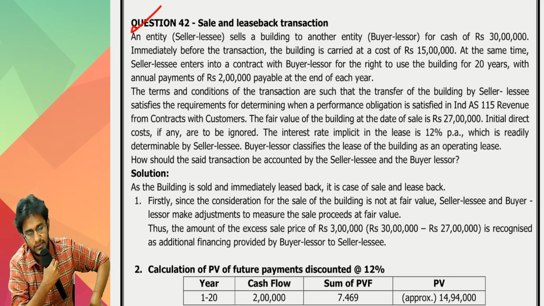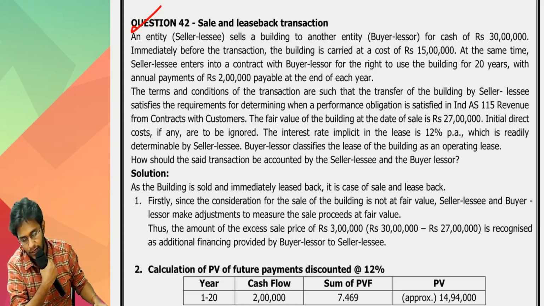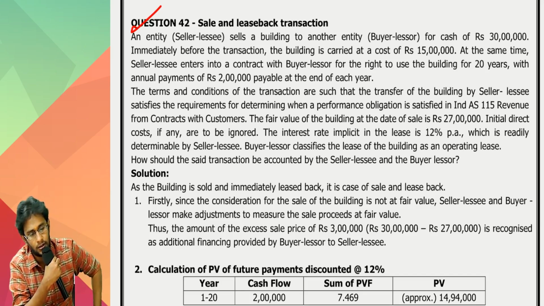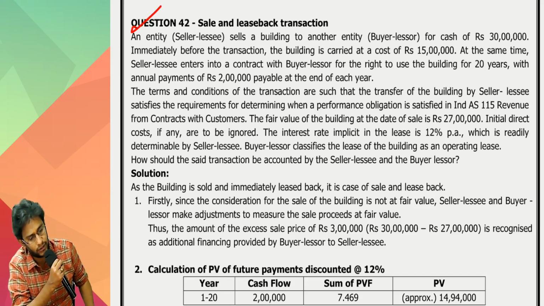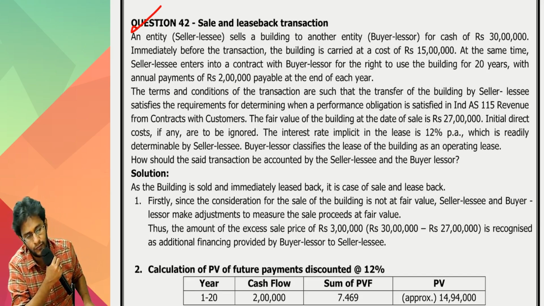An entity, seller lessee, sells a building to another entity, buyer lessor, for cash of 30 lakh rupees. Immediately before the transaction, the building is carried at a cost of 15 lakh rupees. Carrying amount is 15 lakhs. Sale price is 30 lakhs. At the same time, seller lessee enters into a contract with buyer lessor for the ROU, right to use the building, for 20 years with annual payments of 2 lakhs payable at the end of each year.